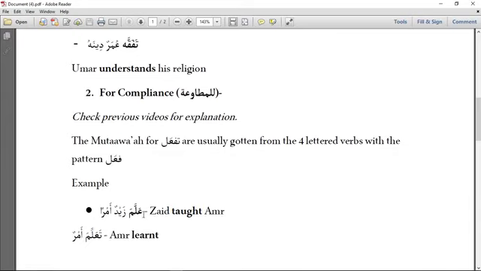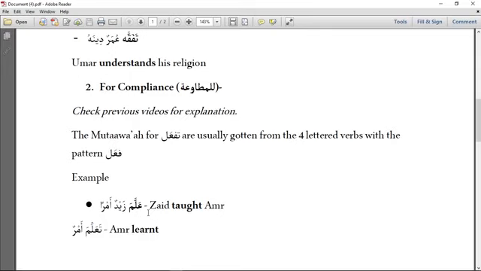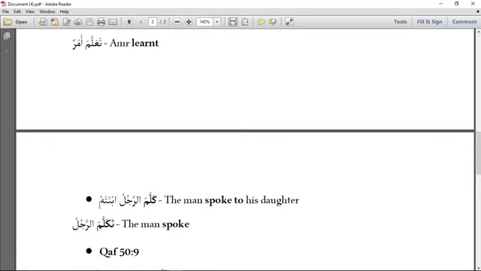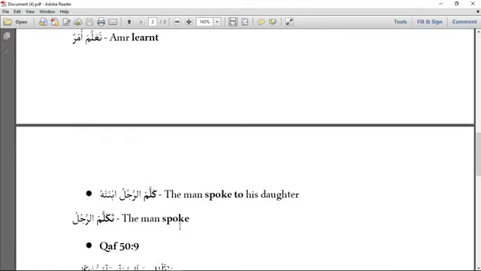So the first one here, the 4-lettered verb allama, is transitive. Zayd taught Amru. Then when it becomes mutawa'a, it now comes in our tafa'ala shape. So we have ta'allama amrun. Amru learns. So this verb now is mutawa'a because it is intransitive. Another example, we have kallama rajulu ibnatahu. The man spoke to his daughter. That is the 4-lettered verb kallama. Then when it becomes mutawa'a, it comes in the tafa'ala shape and becomes takallama. Takallama rajul, the man spoke.